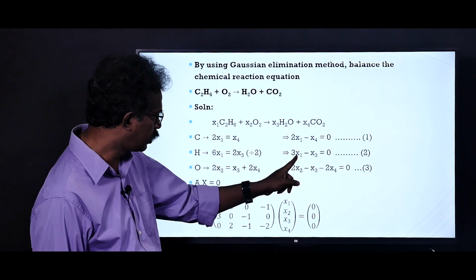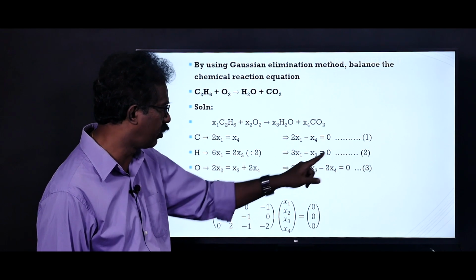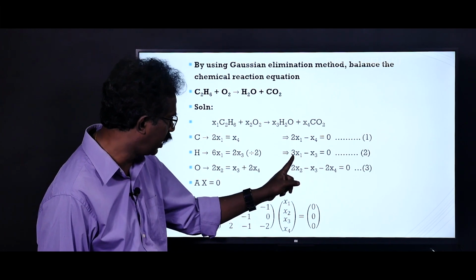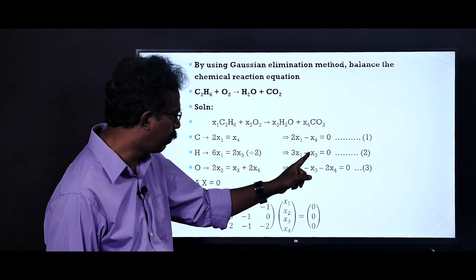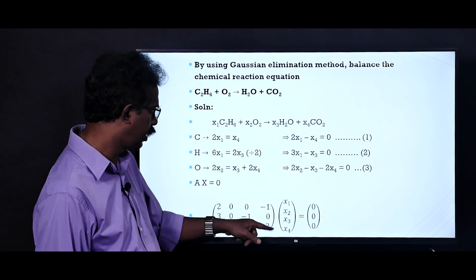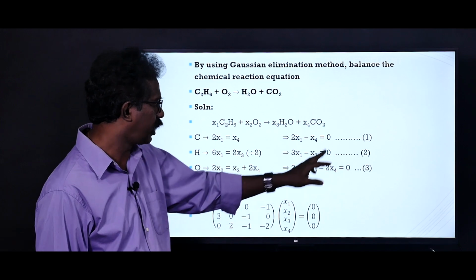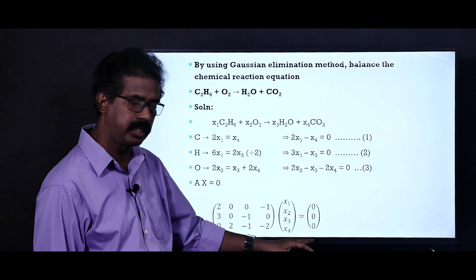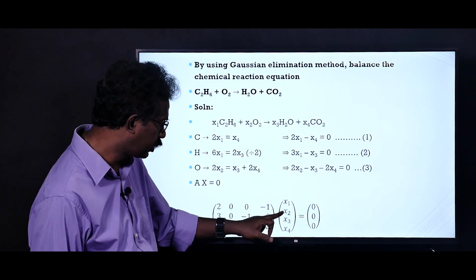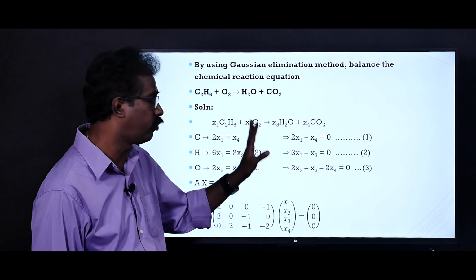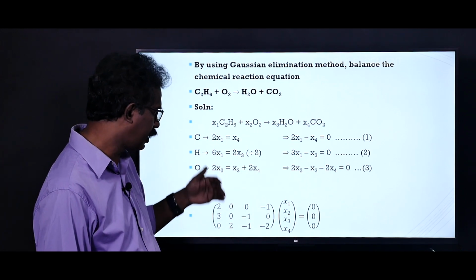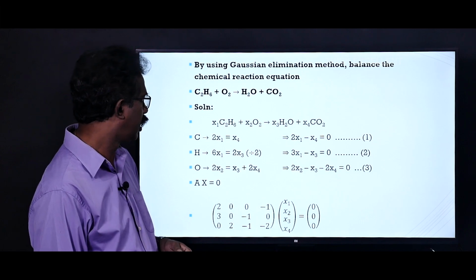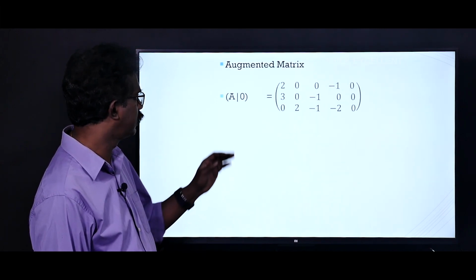Second one: x1 is there, x3 is there, x2 and x4 are missing. So what are the coefficients? 3, 0, minus 1, 0. Like that, you can write the rest from here also. The right side values are all zeros, right? Here the unknowns are x1, x2, x3, x4. There are 4 unknowns. Then you can write the augmented matrix. This is your augmented matrix.